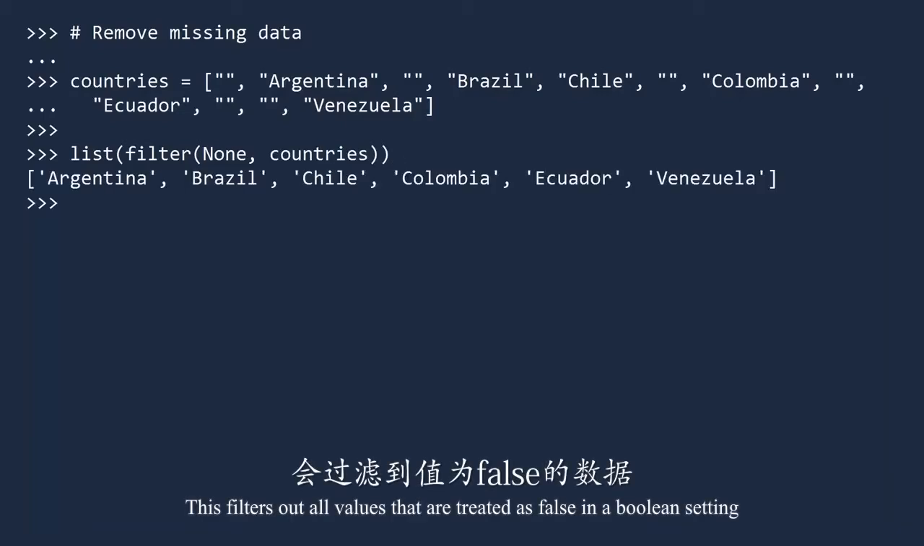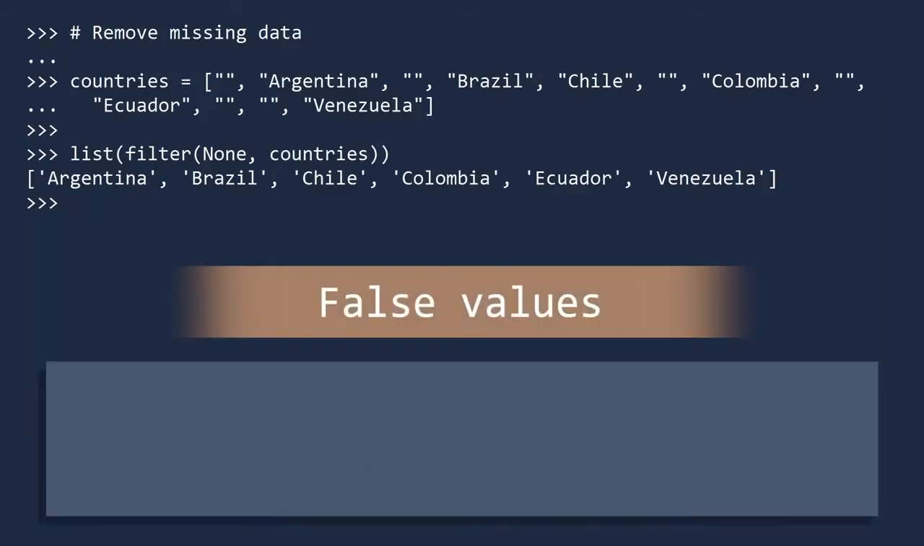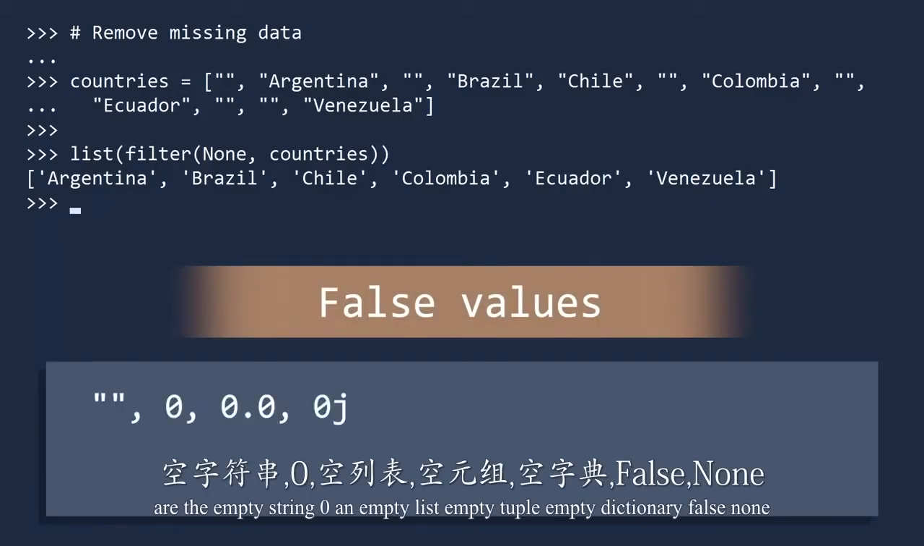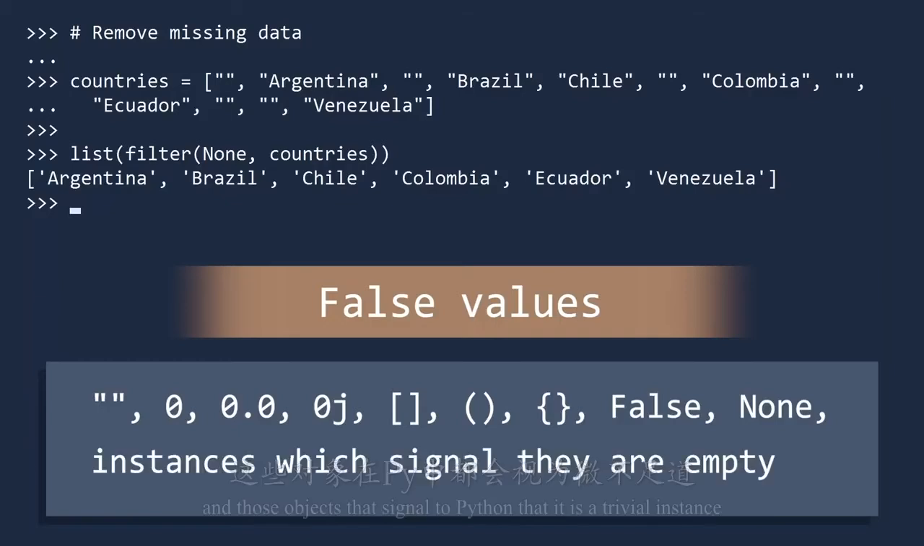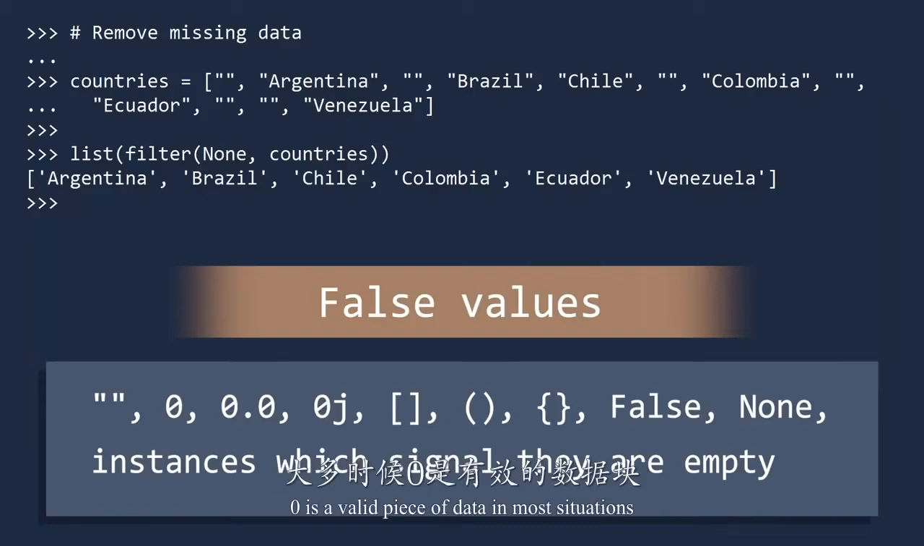This filters out all values that are treated as false in a Boolean setting. In Python, the values that are treated as false are the empty string, 0, an empty list, empty tuple, empty dictionary, False, None, and those objects that signal to Python that it is a trivial instance. But be careful when using the filter function in this way. 0 is a valid piece of data in most situations, so you would not want to filter that out.